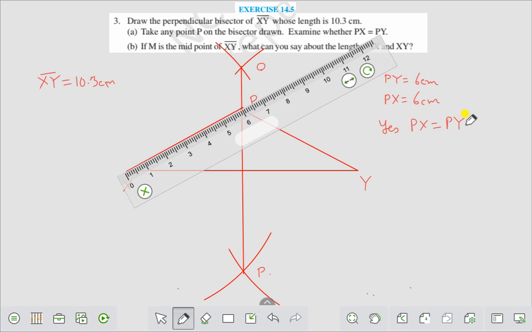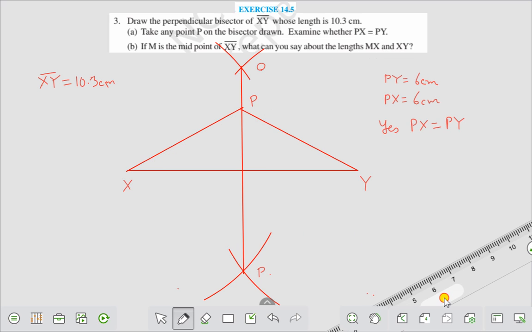Now, question number B is, if M is the midpoint of XY, let us take M as the midpoint of XY. Since XP is the perpendicular bisector of XY, this point is the midpoint, and you can say that M is the midpoint of XY. If M, the name of this midpoint, is M, if M is the midpoint of XY, what can you say about the lengths MX and XY, right?